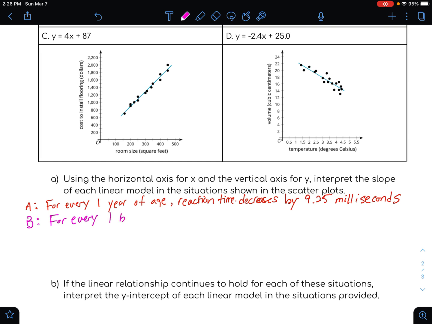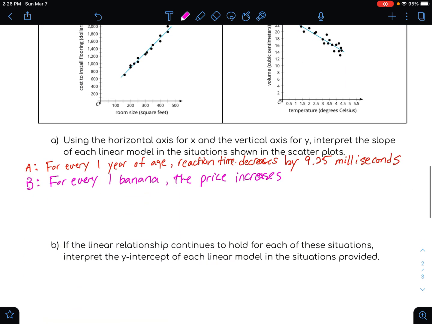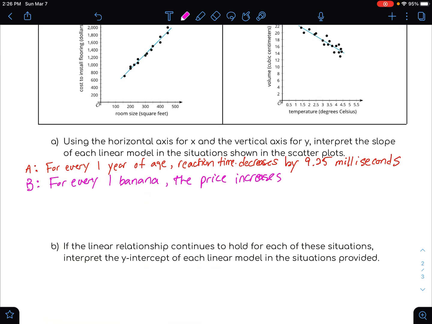For every 1 banana, the price increases. It's price in dollars. So price increases by 44 cents. So $0.44, 44 cents.